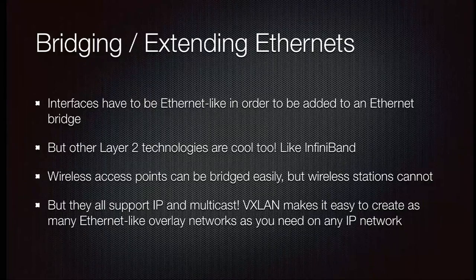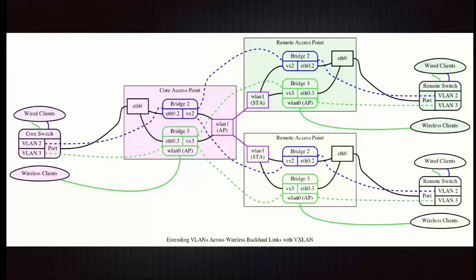no problem. So I actually did this, the last place I lived, I set up a wireless access point, had a little box, it was a wireless station, and then bridged its Ethernet port to my core network by configuring a VXLAN on top of the wireless link. And instead of bridging the wireless interfaces, bridging the VXLAN interfaces. This is kind of a generalized diagram of that setup.